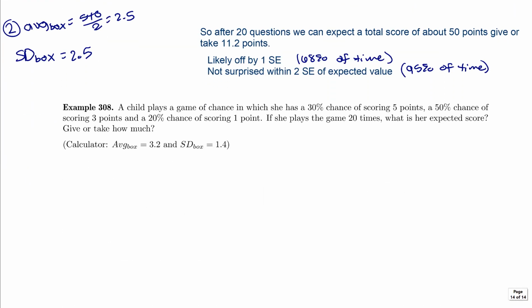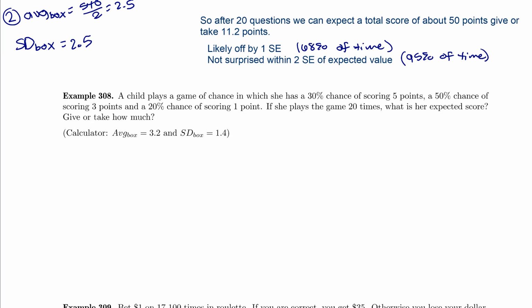Okay, example 308. A child plays a game of chance in which he has a 30% chance of scoring 5 points, 50% chance of scoring 3 points, and a 20% chance of scoring 1 point. If she plays the game 20 times, what is her expected score, give or take how much? Okay, again, it tells you the average and standard deviation. You could skip ahead in the video.